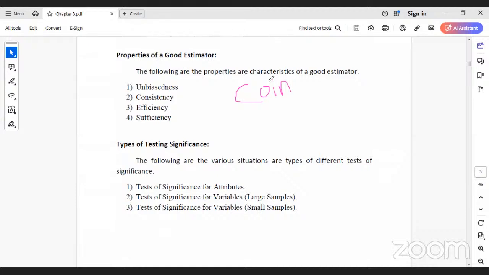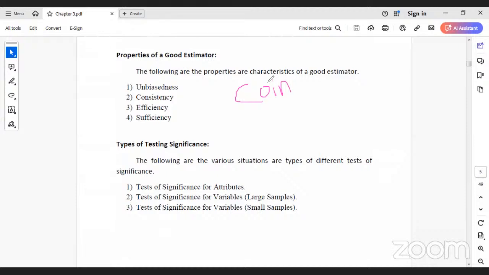Then consistency means here, suppose you are taking any type of decision, a consistency is required. Then efficiency means what resources are available. Okay, with those resources you need to utilize the maximum. With a minimum investment you can get maximum profits. That is efficiency. You have to prove yourself.